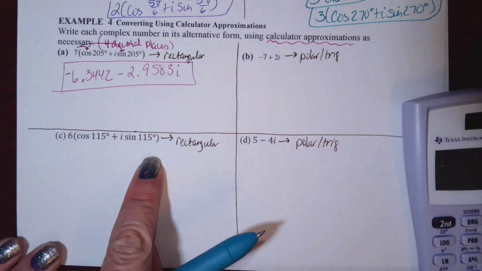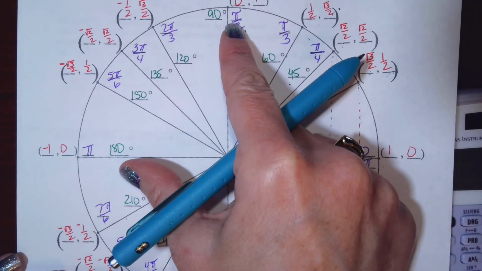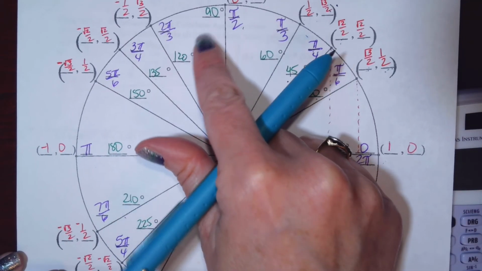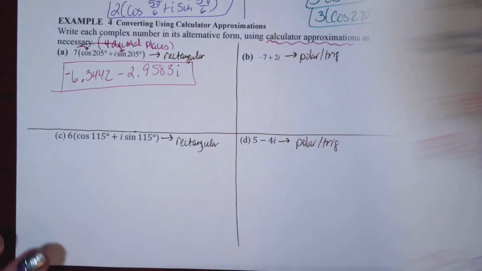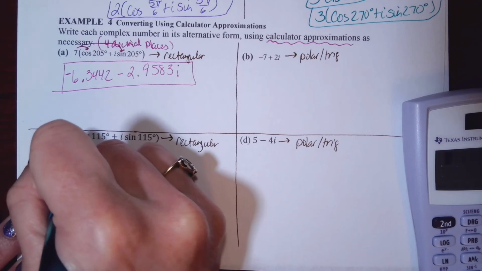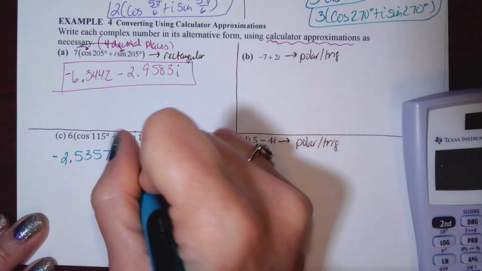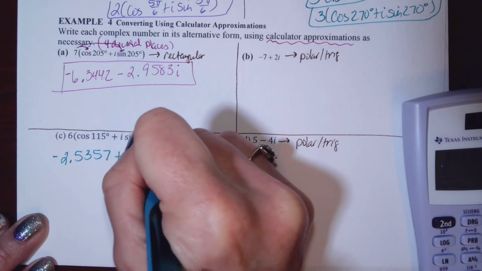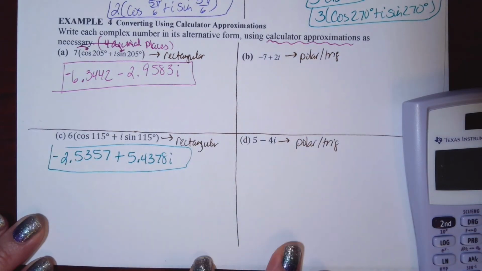Find this: 115 degrees is in what quadrant? Well, it's past 90, I'm not to 180, so I'm going to be in quadrant 2. 115 degrees is going to be somewhere right here in quadrant 2, which means x is negative, y is positive. So my cosine function value comes out to be negative, and my sine function value comes out to be positive. Don't forget to distribute that modulus, and don't forget to include your I at the end.